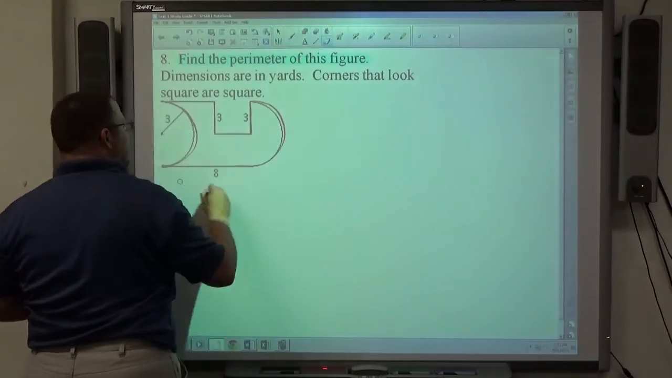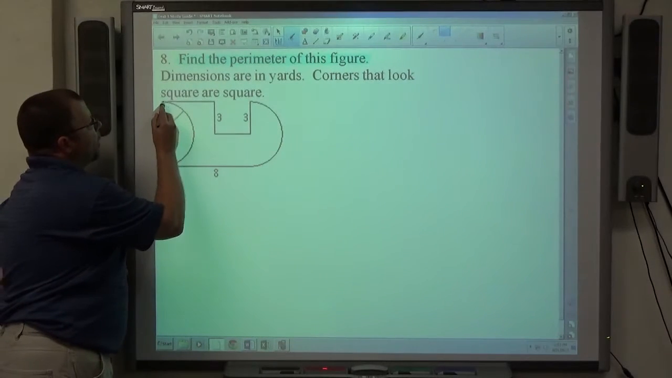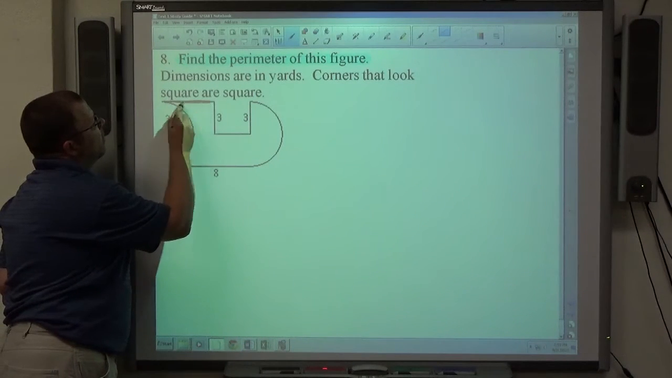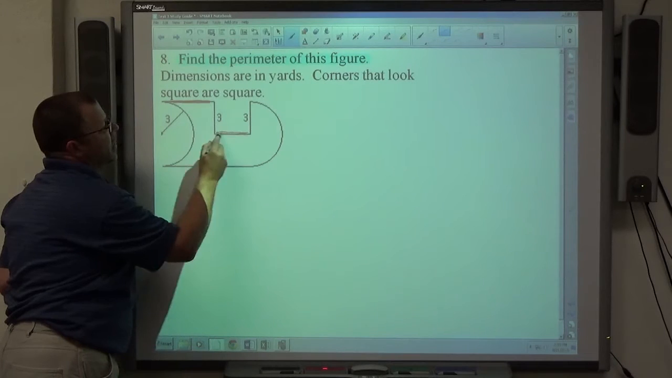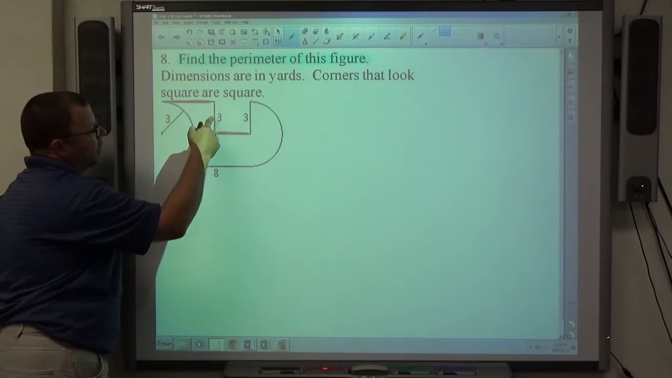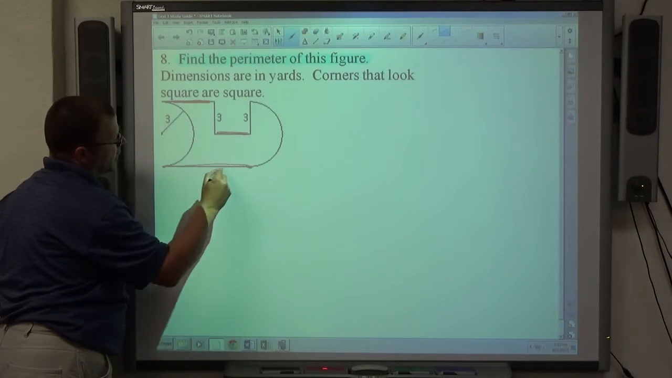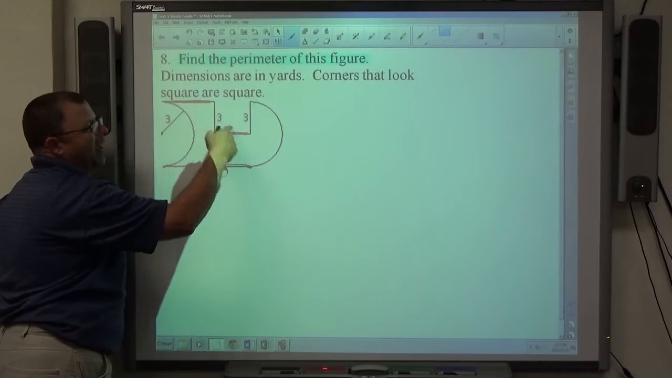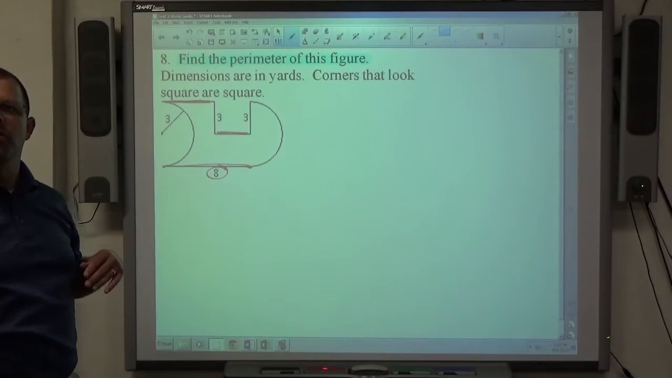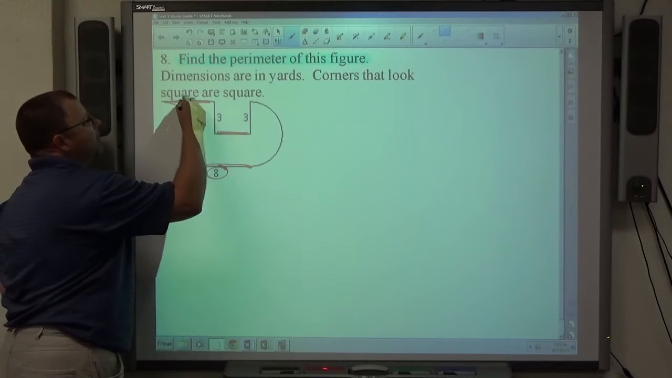The other part that messes people up with this specific problem is there's no way to determine how long this piece is or how long this piece is individually, but together from here to here, matched up with here to here, should be the same distance as this right here. So that's 8, so these two together make 8. I don't care what you make it. 1 and 7, 2 and 6, 3 and 5, do what you want to do. I'm going to say 4 and 4.